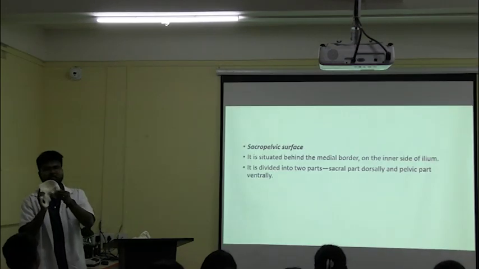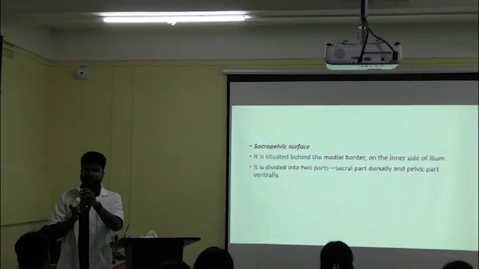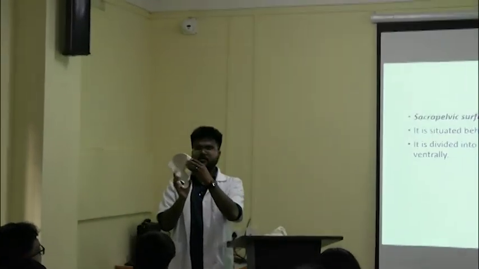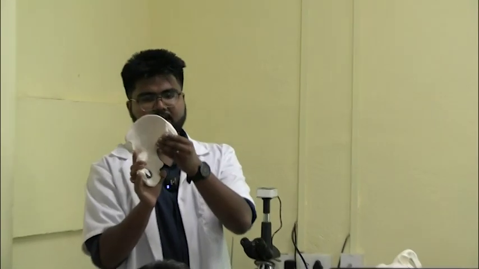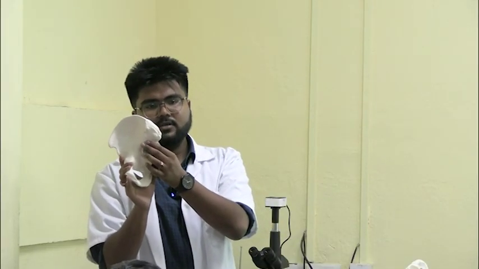This is the sacropelvic surface. These parts also have two primary parts: one is the sacral part, another is the pelvic part. This sacral part also has two parts. One is the tuberosity; this is the ilium, so this is the iliac tuberosity. Another is called the articular surface, because this part articulates with the sacrum.